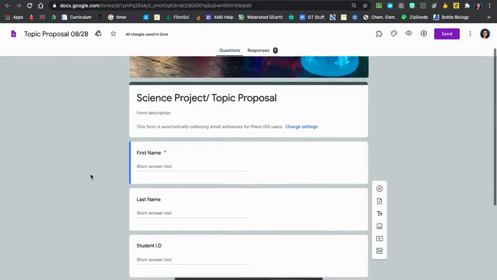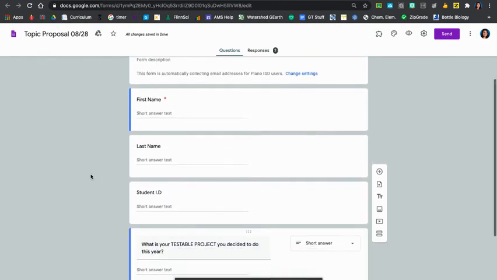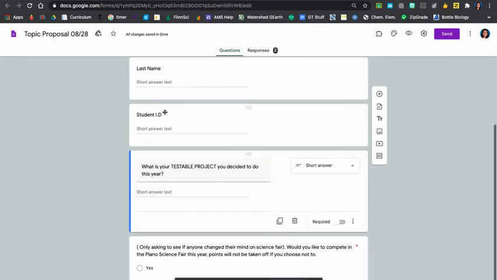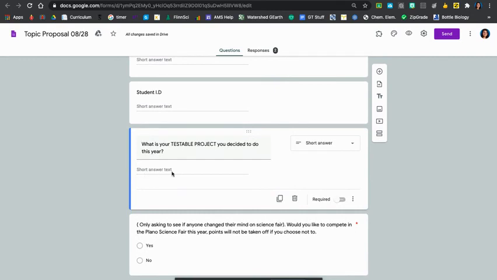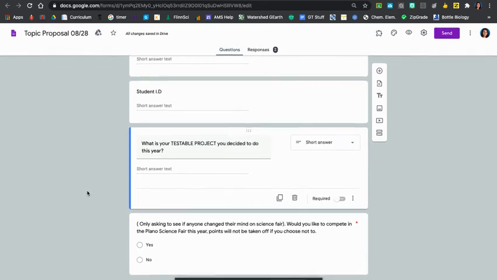So this is the form. You'll put your first name, last name. Please make sure you put your first and last name because it helps. Your ID number. And then here's where you're going to write what your testable project is. Make sure it's in a question form and it's specific.